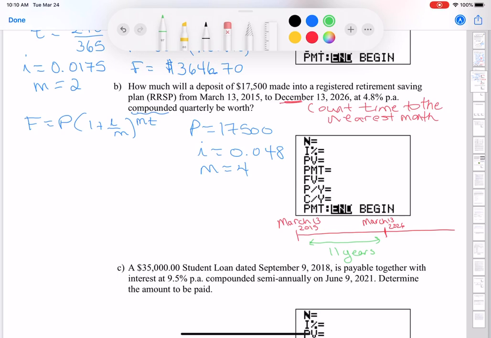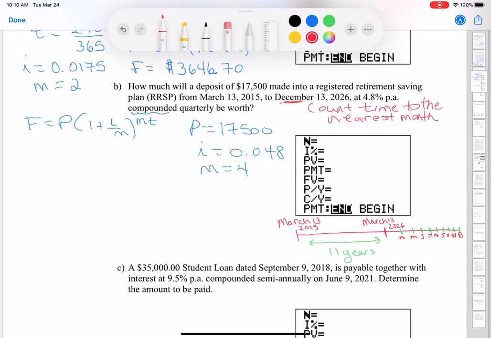And so now we just want to count up to December 13th by month. All right, so we have March and then April, May, June, July, August, September, October, November, December.